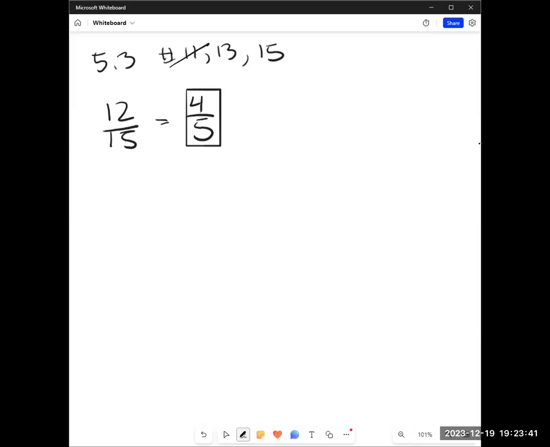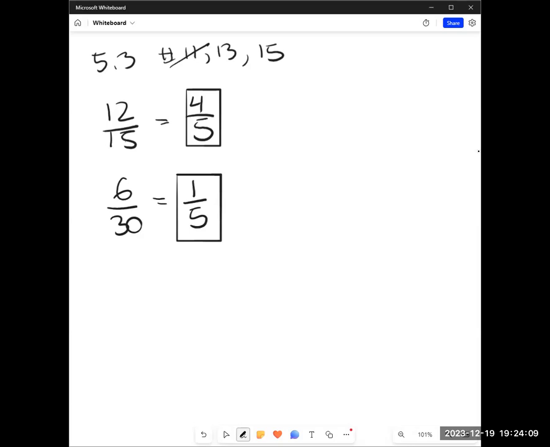Now we have 6 over 30. They're both multiples of 6, so 6 goes into 6 one time, 6 goes into 30 five times. Don't forget to write the 1 as a placeholder for the 6. And those are now equivalent fractions. This is in lowest terms because there are no more common factors between 1 and 5.